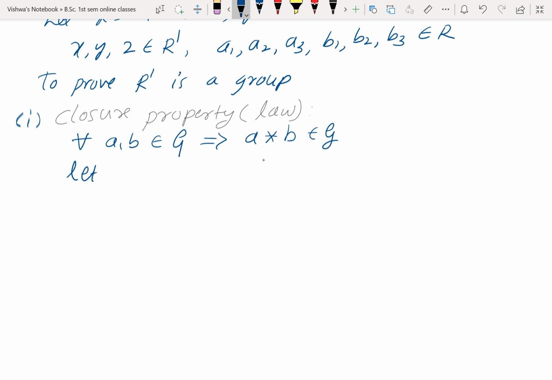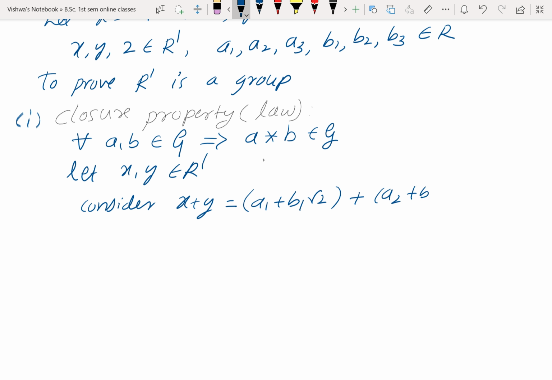But here x, y, z are the elements. Let us consider x, y belongs to r dash. We need to show that x plus y is also in r dash. So here consider x plus y, where x equal to what? a1 plus b1 root 2, right? And y is equal to a2 plus b2 root 2. So here x plus y is the sum of x and y, that is a1 plus b1 root 2 and a2 plus b2 root 2. It is equal to, now collect the like terms one side, means the numbers which are not multiplied by root 2 and which are multiplied by root 2. So therefore a1 plus a2, these two are not multiplied by root 2, plus b1 plus b2 root 2, because b1 and b2 are multiplied by root 2.